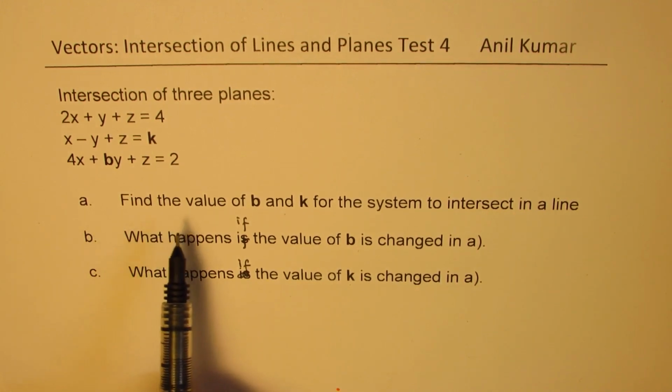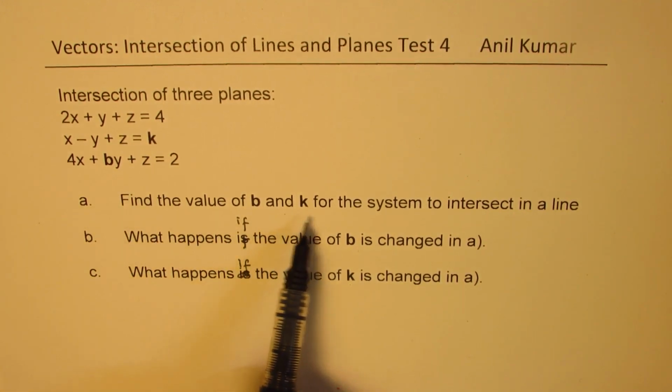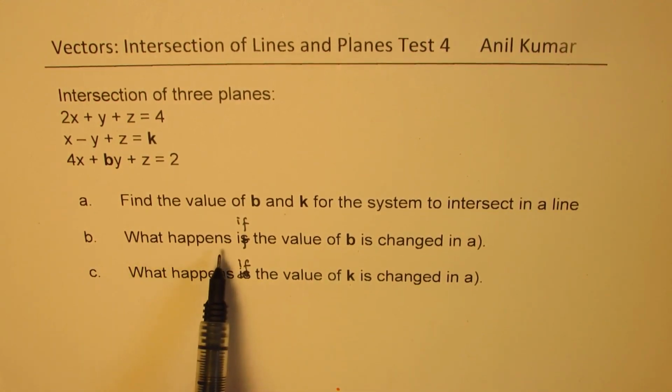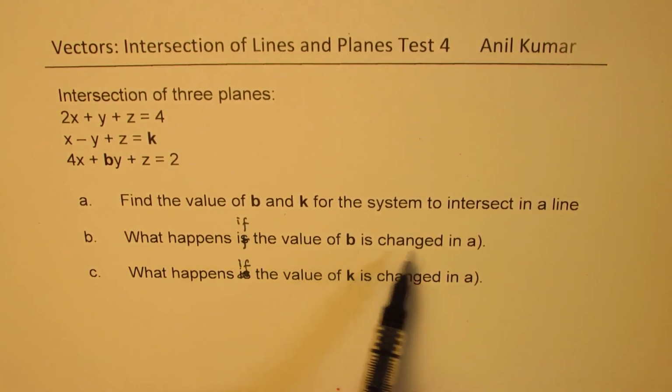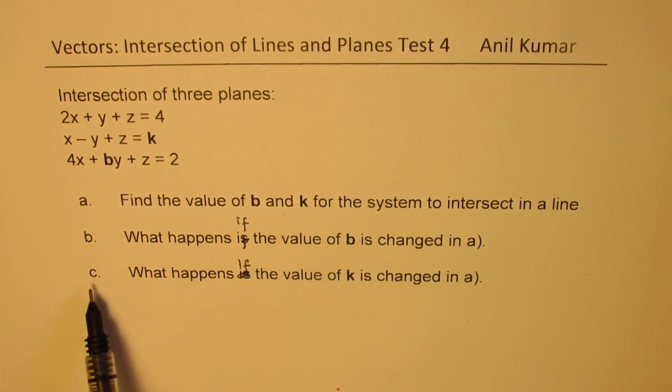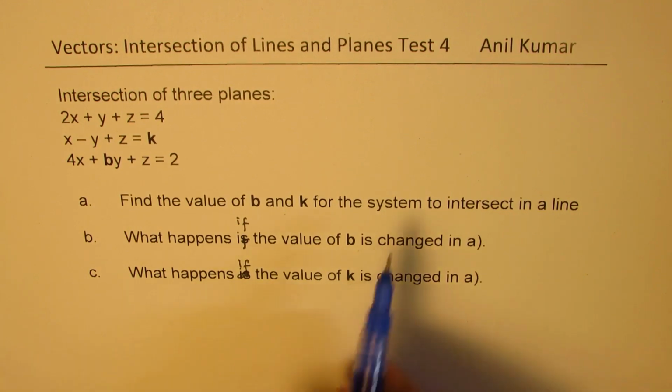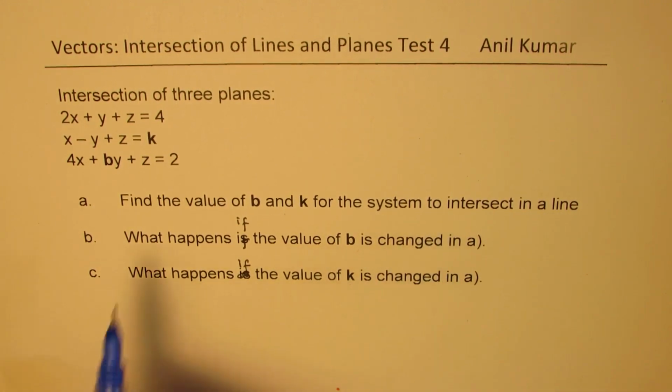First one is find the value of b and k for the system to intersect in a line. B. What happens if the value of b is changed in A? C. What happens if the value of k is changed in A? You can always pause the video, answer the question, and then look into my suggestions. Now let's look into the concept.